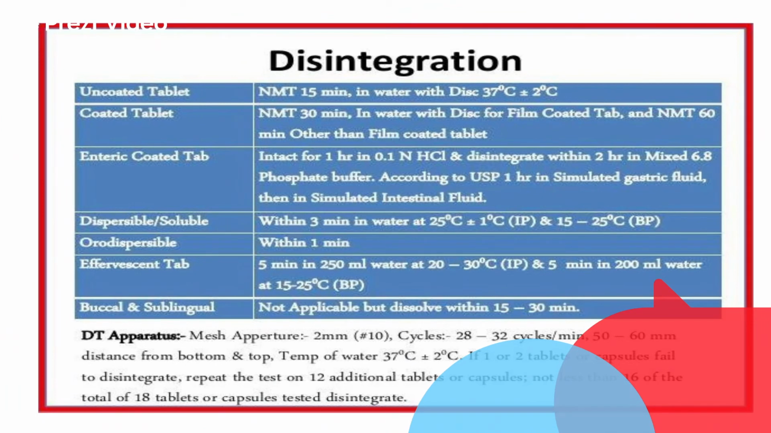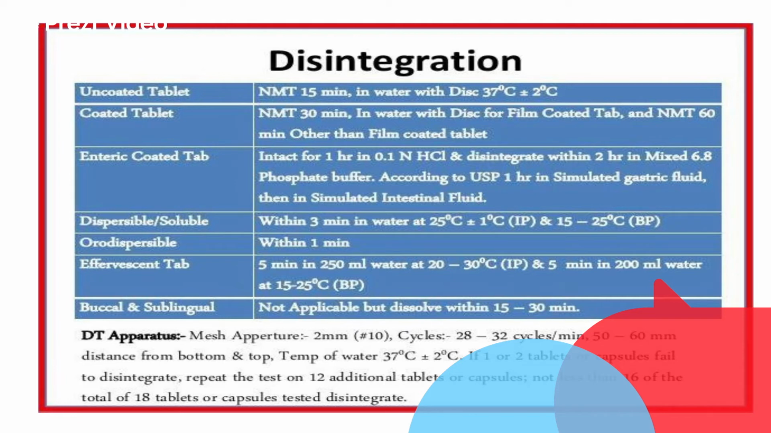Now let us try to understand the limits specified by the different pharmacopoeias. First, I am starting with the Indian Pharmacopoeia. For Indian Pharmacopoeia, different types of tablets have different time limits specified. For example, uncoated tablets should disintegrate within 15 minutes, the medium is water, and the temperature is set at 37 degrees Celsius. In most cases, you have to understand three things: first the time limit, second the medium, and third the temperature.